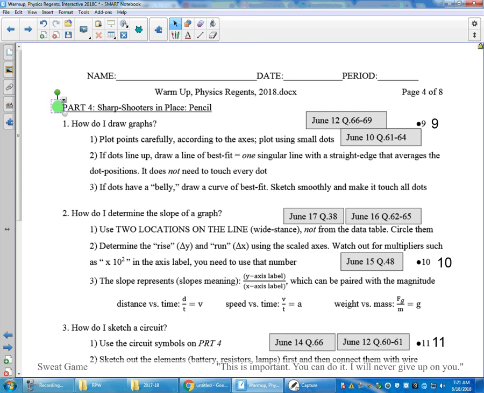Sharpshooters in place, pencil. As with all parts of this review, follow these steps both during practice and during the exam. It is not practice that makes perfect, but it is perfect practice that leads to perfect examecution. All right, let's go. So what do we mean up here, pencil?